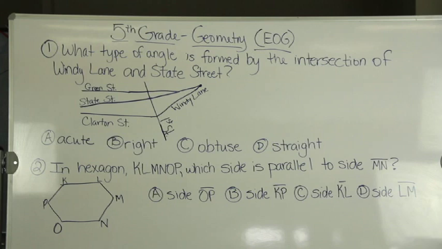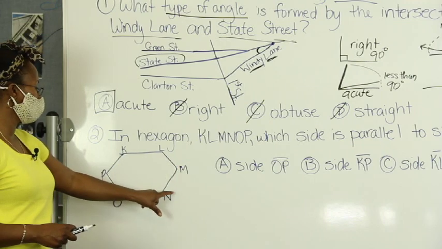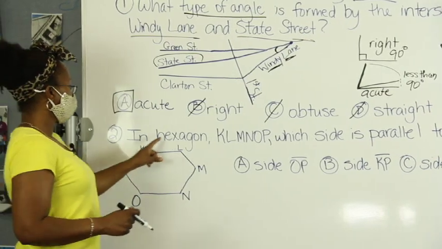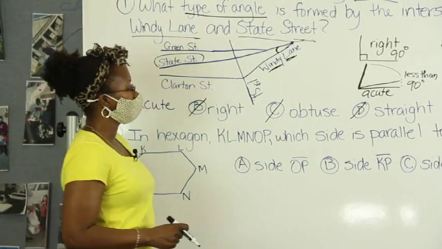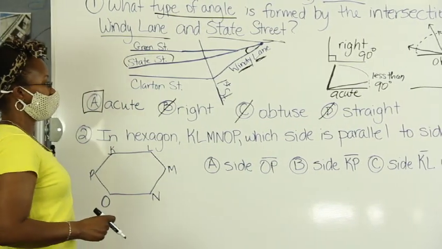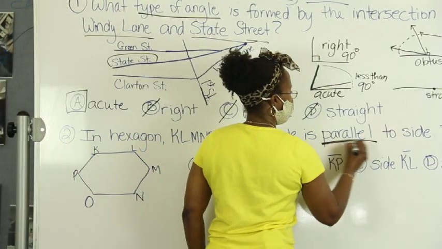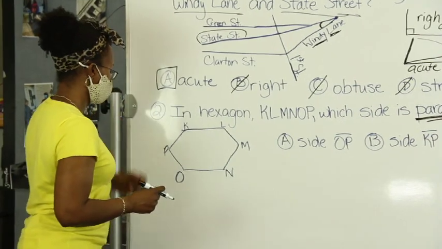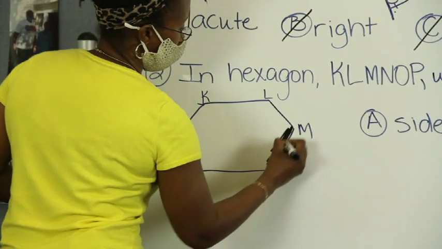This is a hexagon, meaning it has 6 sides, 6 points, or corners, I should say. 1, 2, 3, 4, 5, 6. So we've got the right shape here, okay? The hexagon KLMNOP, which side is parallel to side MN? So let's find side MN. I'm going to just go right here so I'll know which side I'm looking at.